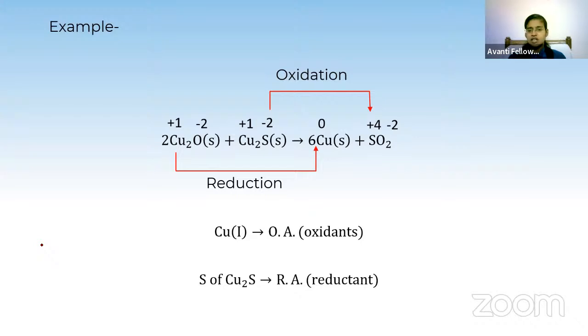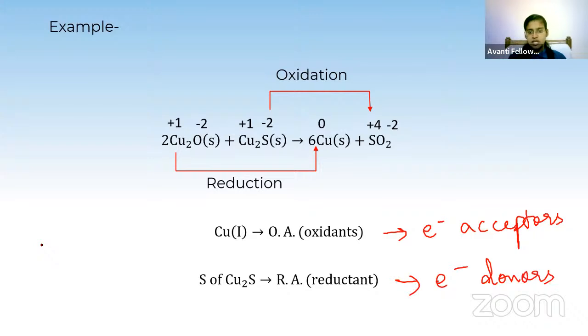Or if you want me to give a very simple definition for oxidizing and reducing agent, I can give you like this. Oxidizing agents are electron acceptors, and reducing agents are electron donors. Okay. So here sulfur is moving from -2 to +4, meaning it has lost its 6 electrons. So it is acting as an electron donor. Okay. So it is a reducing agent.